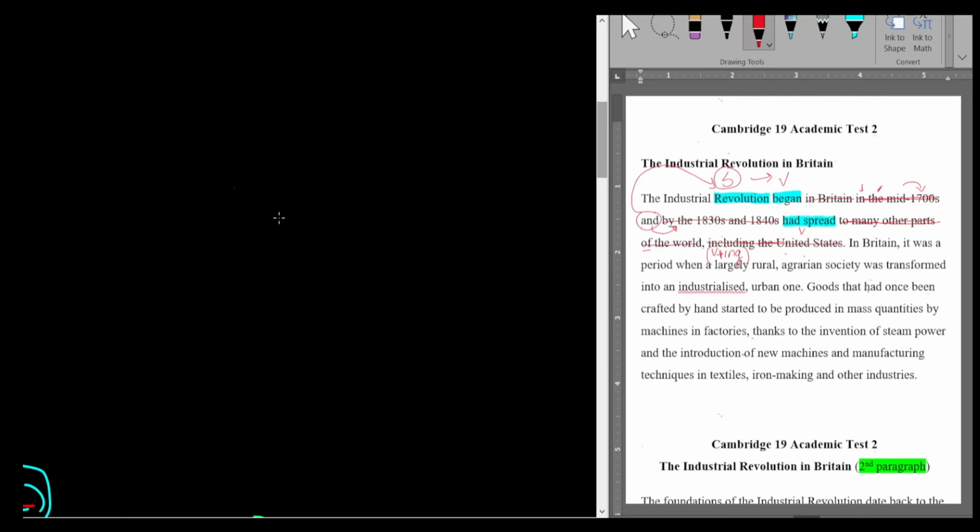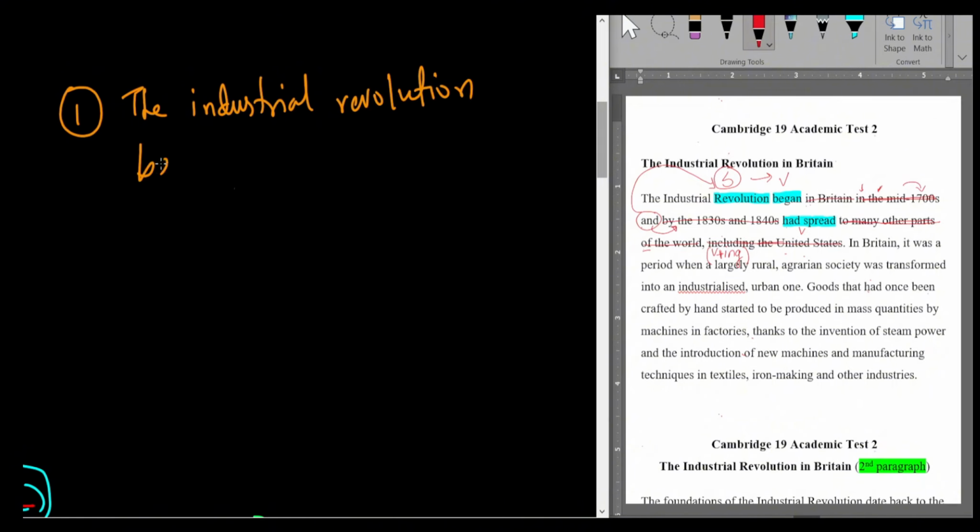So first we need to be clear about our main idea, which I'm writing here: the industrial revolution began.